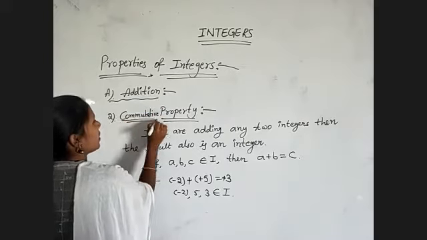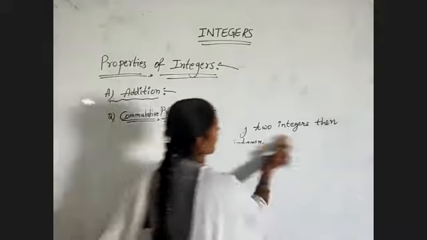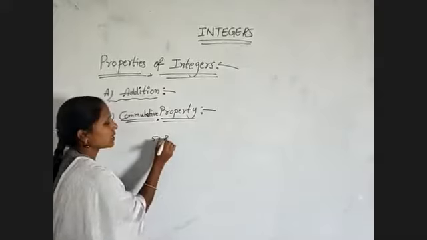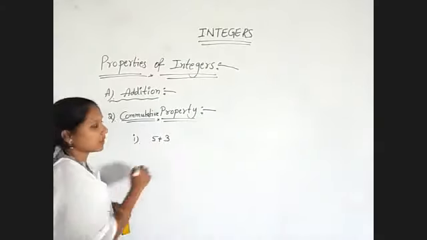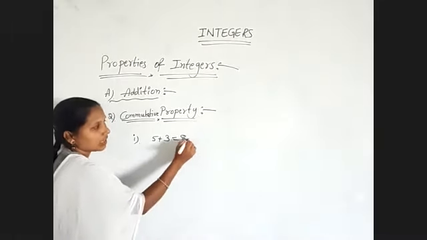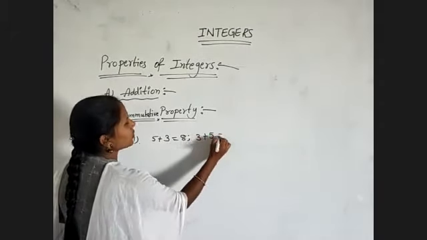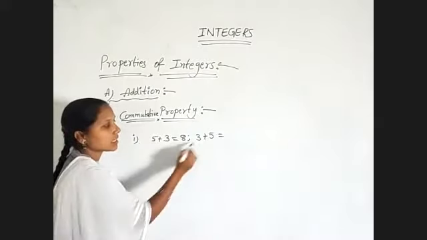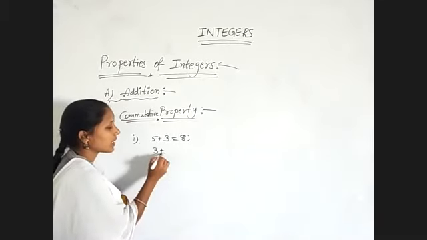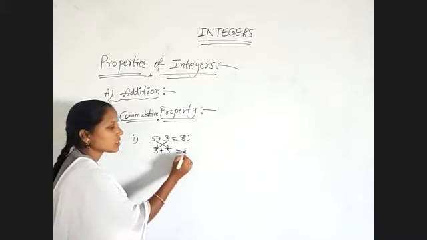Commutative. Before starting this, I'll give some examples. If I'm adding 5 plus 3, in the first case I am taking two positive integers. 5 plus 3 is equal to 8. Now I am changing the order: 3 plus 5. The first number I have written in the second place and the second number in the first place. I am changing the order. 3 plus 5 also is equal to 8.